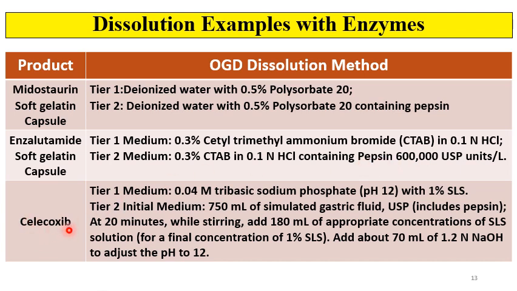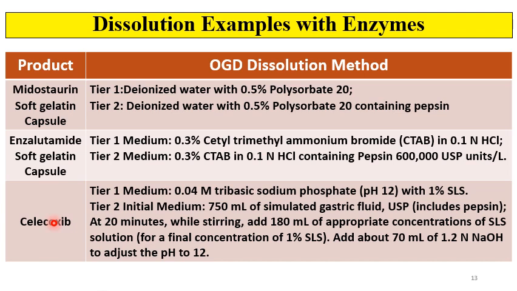Then coming to the celecoxib, in tier 2, 750 ml of simulated gastric fluid will be there, which includes the pepsin, and after 20 minutes while stirring, add 180 ml of appropriate concentration of SLS solution for a final concentration of 1% SLS. Add about 70 ml of 1.2 normal NaOH to adjust the pH to 12. So in this example, the pre-treatment is there.